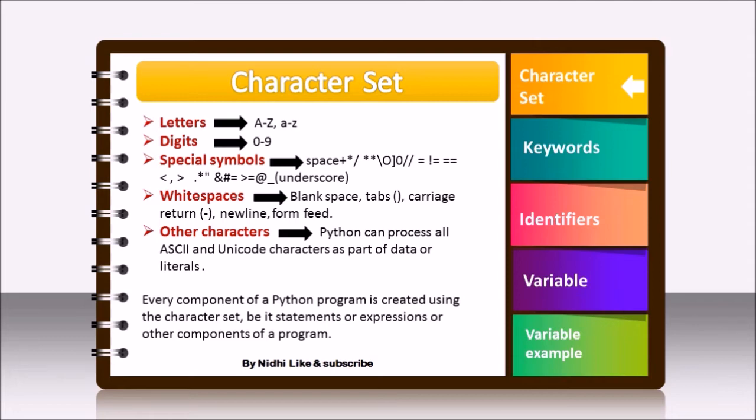Apart from these, there are white spaces. White spaces means blank space, tab, carriage return, that is enter, new line, that is next line, and form feed. Many of these we will use, and sometimes if we are not using them, then don't worry about that. By using them, you will learn about them. And other characters include ASCII, American Standard Code for Information Interchange, and Unicode. So these are the parts of the character set.